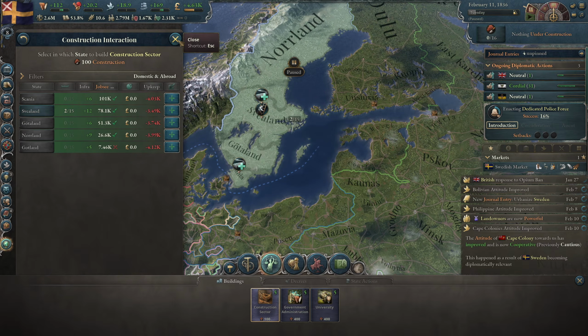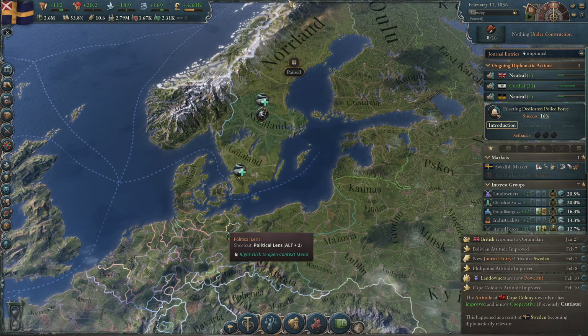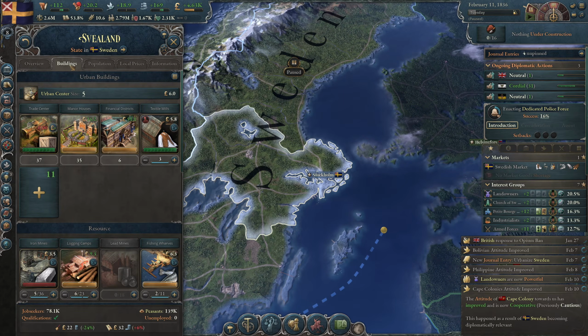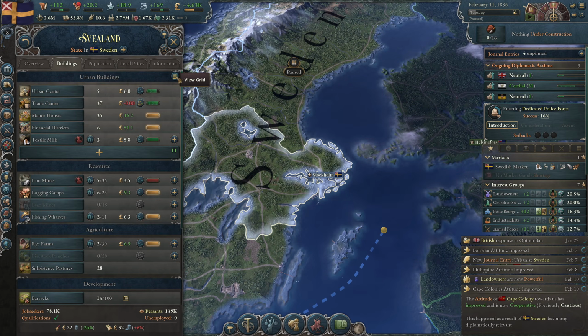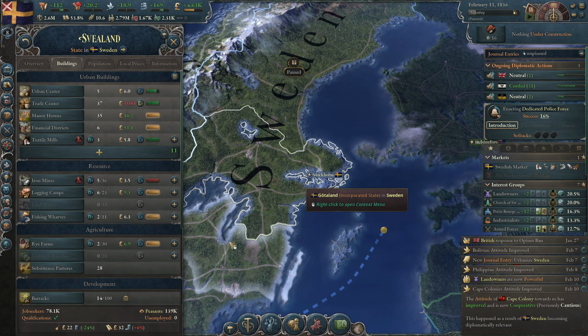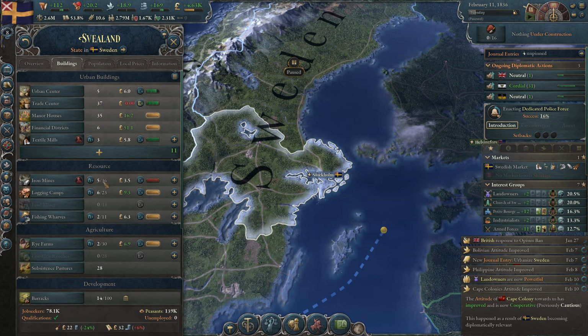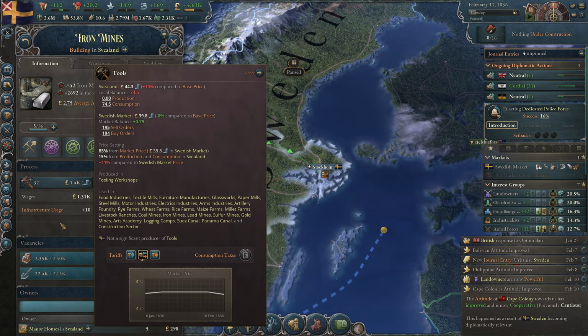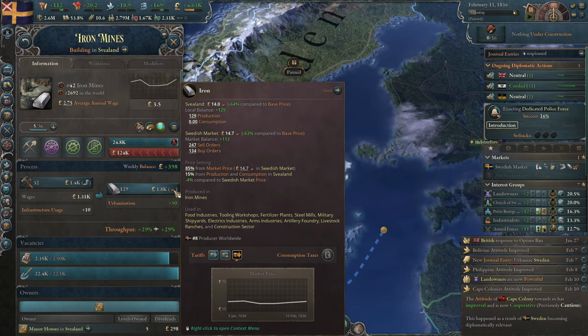Let's take a look if we have iron mines in Svealand. Click this away. We click on the state, Svealand. We go to the buildings. By the way, click the view list. This is so much better. So don't use this, but use this, please. And there we go. We have 5 iron mines in Svealand. And it's very cheap.